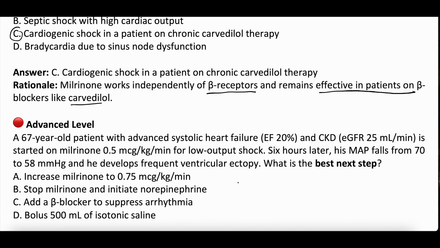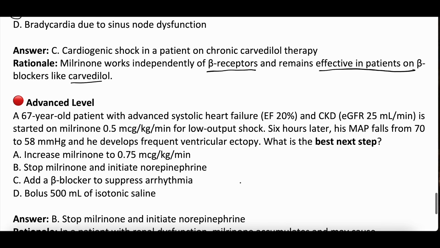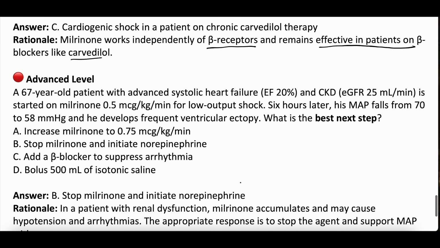A, increase the milrinone to 0.75 micrograms per kilogram per minute. B, stop milrinone and initiate norepinephrine. C, add a beta blocker to suppress the arrhythmia. Or D, bolus 500 milliliters of isotonic saline. Pause here if you want time to think. Going into the answer, it is B, stop the milrinone and initiate norepinephrine.